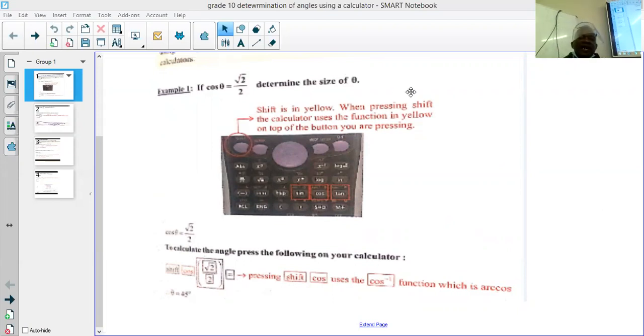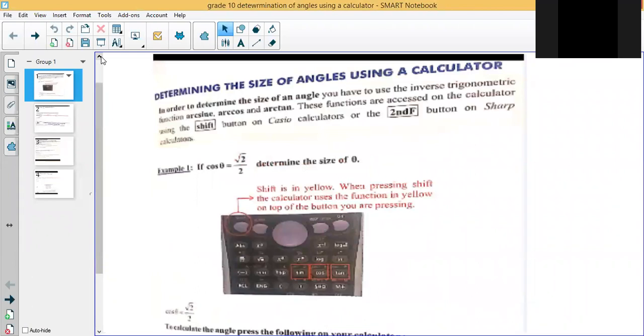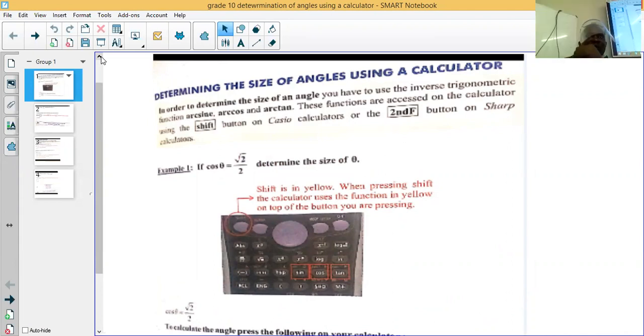Okay. Now there was some work that you were given, and I started off with the trigonometry. On this trigonometry, we want to see how to use calculators to determine given angles. This work was given to you when we closed, but because of some comments from other learners, we wanted to revisit it. Right?